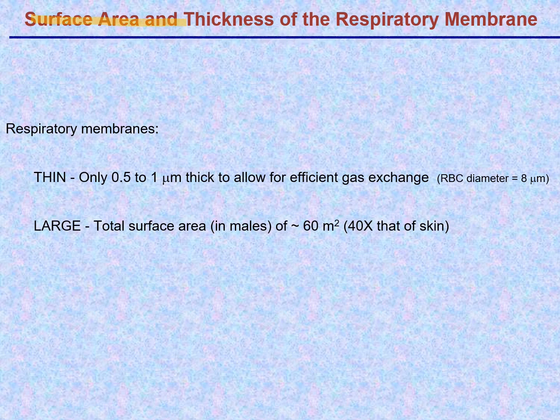Both the surface area and the thickness of the respiratory membrane are key. They need to be thin. They're very thin. That allows for good diffusion of gas. They are only 0.5 to 1 micrometer thick. Just to give you an idea of what 1 micron is, a red blood cell has a diameter of approximately 8 microns.